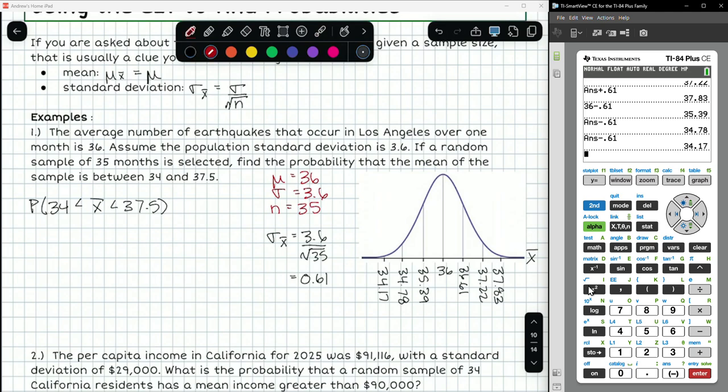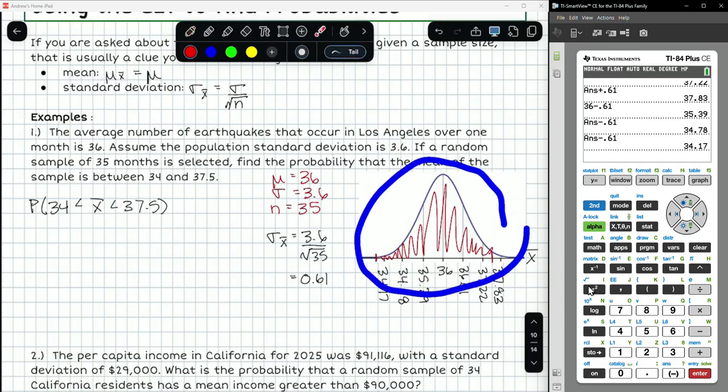Now I'm going to mark. So I want 34, which I know is going to be off the chart here, and then 37.5, which is going to be between 37.22 and 37.83, which is right here. I want this area here, and I already see it's most of the curve, so I'm expecting that this answer is going to be probably like 95% or more. I'm expecting a big answer.